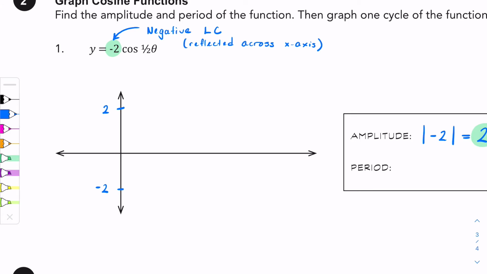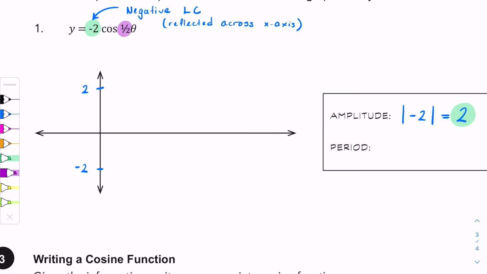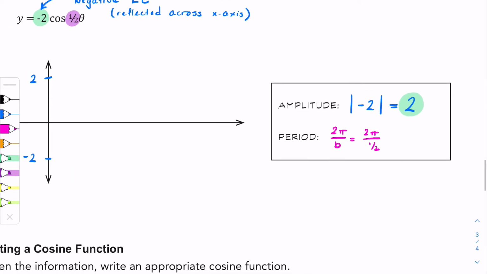Next, we need to look at the period. The period is always determined by 2 pi over b. And here we have 2 pi over 1/2. When you are dividing by a fraction, it is the same thing as multiplying by the reciprocal. So this is the same thing as 2 pi times 2 over 1. And that tells us that our period is 4 pi.